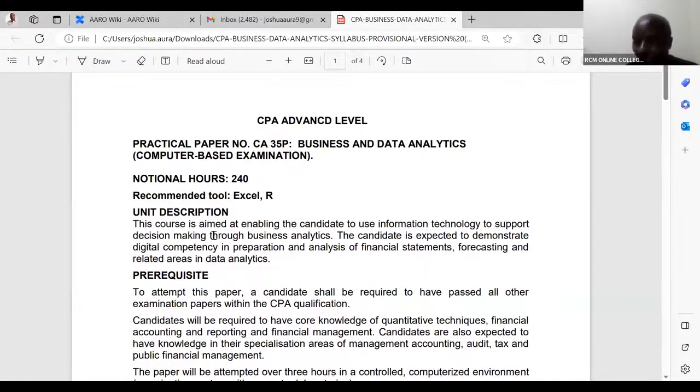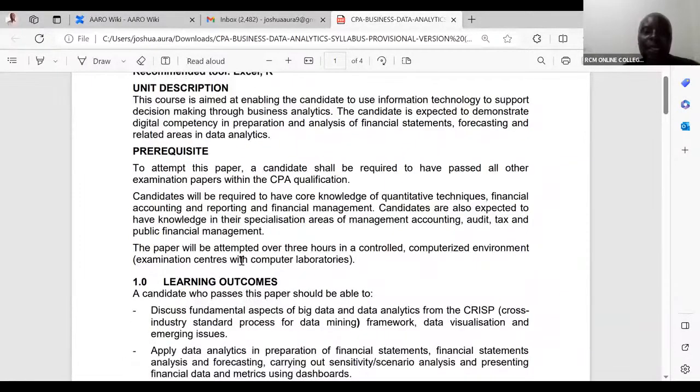The candidate is expected to demonstrate digital competency in preparation and analysis of financial statements. So we shall be required here to prepare financial statements in Excel. We shall also teach you some basic financial accounting that you did in the foundations level. We must be good at forecasting, and then we have related areas in data analytics.